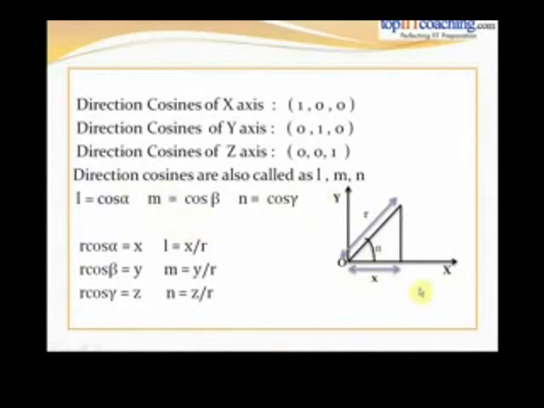Now consider this triangle. Let us say that this is the point P. Now this line OP makes an angle of alpha with the x-axis. So r times cos alpha is equal to x. Here r is the magnitude of OP. So we can say that the magnitude of the vector OP is equal to r. So r cos alpha is equal to x, or we write cos alpha equal to l, and so l is equal to x by r. Similarly, we will have r cos beta equal to y, and so m would be equal to y by r, and r cos gamma equal to z, so n is equal to z by r.